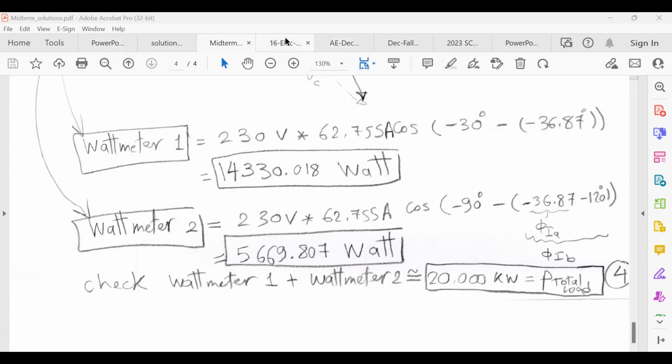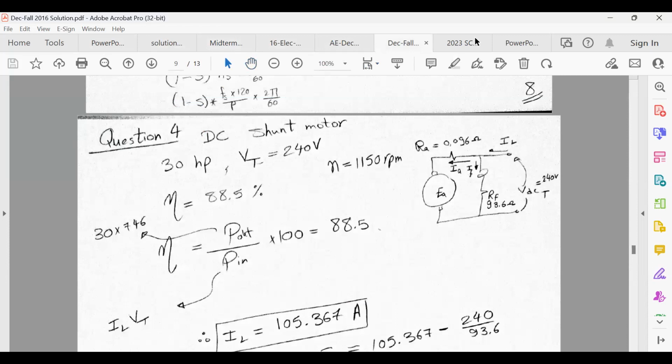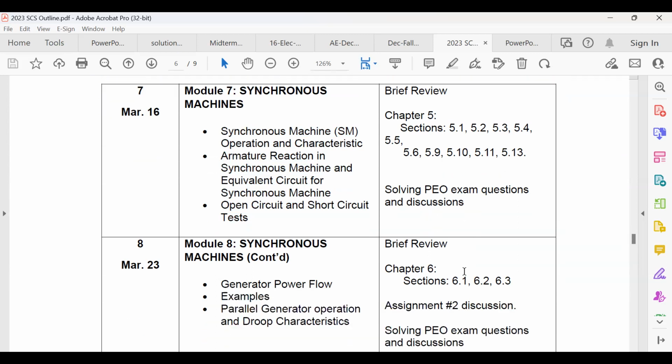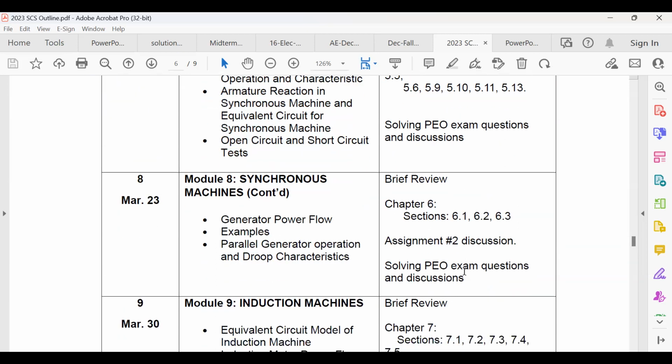Okay, by this, I believe we reached the end. I want to show you something regarding the modules. We are now aligned with the outline. We finished module 7 completely. Next time we are going to have two things. First, continue the synchronous machine, mainly the parallel operation and the power flow again for the synchronous machines.